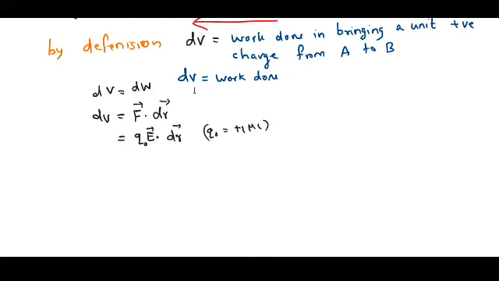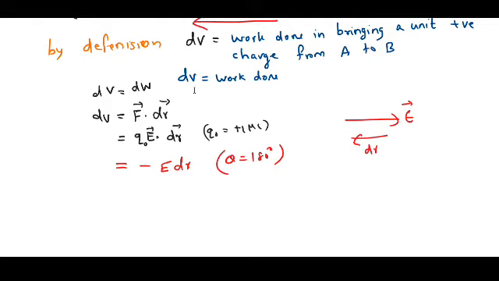Therefore, here I can write this as minus, Q0 is 1 coulomb, therefore this is E dr, because theta is equal to 180 degree. E is in this direction and dr is in the opposite direction. On the left hand side we have dV, or simply we can write the electric field is defined as minus dV by dr.